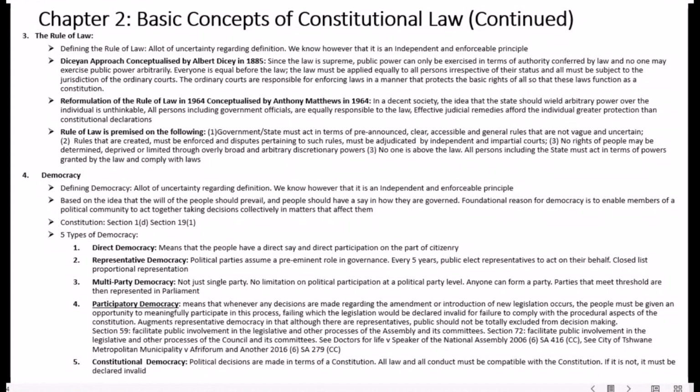You can look at the judgment or the case of Doctors for Life versus Speaker of the National Assembly, also City of Tshwane versus AfriForum in relation to public involvement in relation to those sections specifically. Then lastly, colleagues, we've got constitutional democracy. This just means that political decisions are made in terms of a constitution, and all law and conduct must be compatible with the constitution. If it is not, it must be declared invalid, as we know.